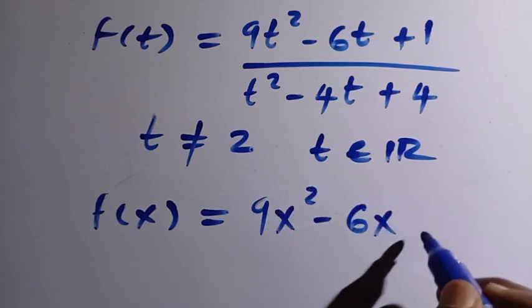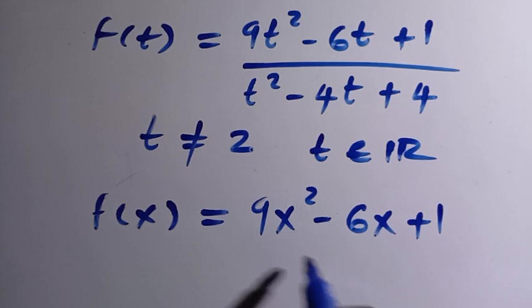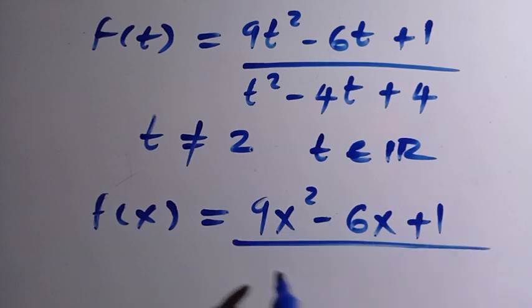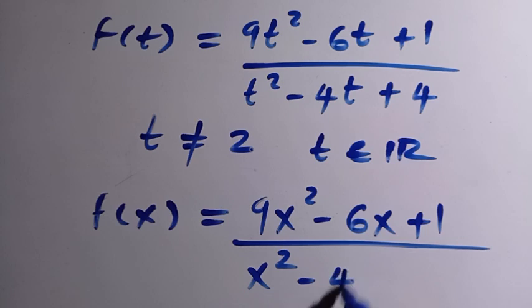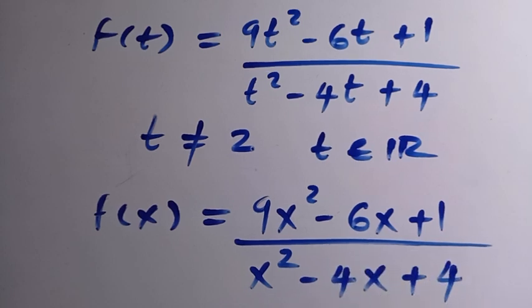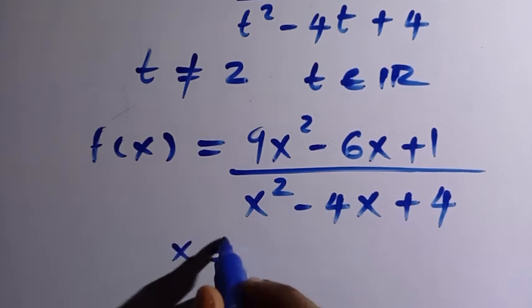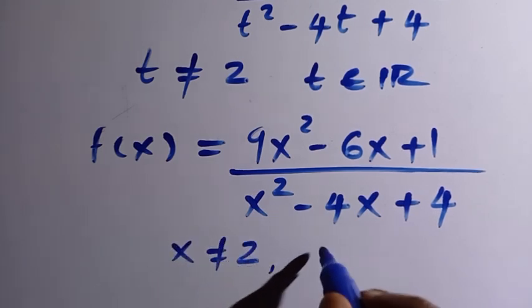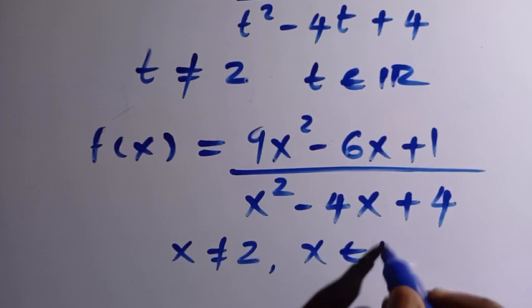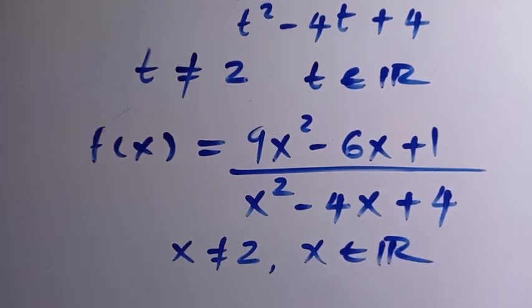minus 6x plus 1 divided by x squared minus 4x plus 4, as x here is not equal to 2 and x is a member of the real numbers. And this is how to solve this problem.